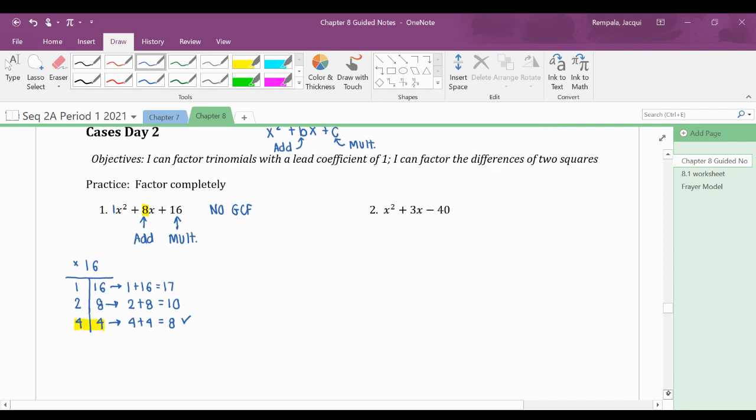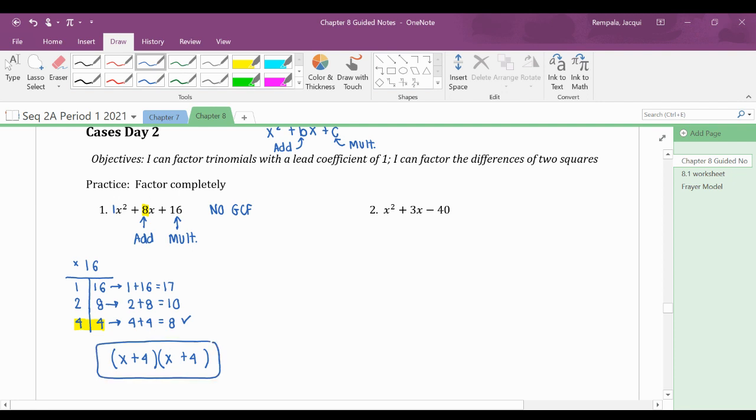So now to write my final answer, we are going to, like I said, turn this problem into a multiplication problem. Because it is a 1x squared, we get to start each of our parentheses with a 1x. Now remember, because it is a 1, you don't really have to write that in front of the x. You definitely can if you want. It's just not necessary. Because in my chart, both those 4s are positive, I'm going to put plus 4 and then another plus 4. This is going to be my answer.